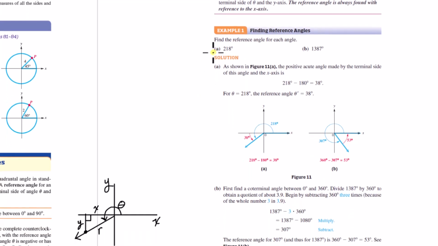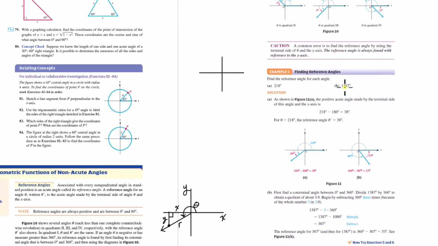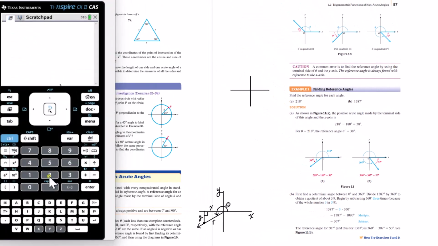Okay, find the reference angle for each angle. So 218 would be what? Well, you get to 180, and then how far past 180 do you go to get to 218? 38. Yeah, 180 plus 38 is 218. So the reference angle is just positive 38. What about 1387? Well, okay, how many revolutions? Let's divide 1387 by 360.